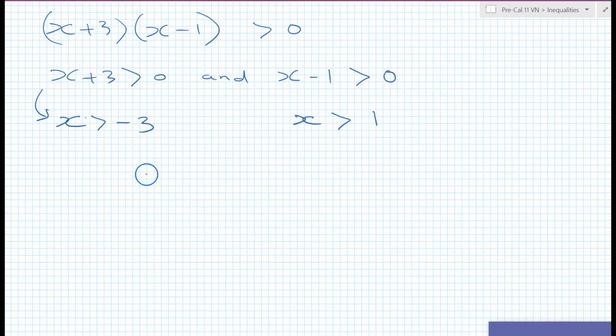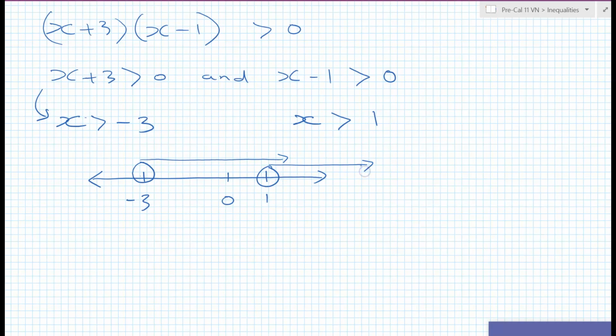Okay, now let's put that on a number line. That's the first solution, but let's put it on a number line. Let's suppose this is 1, we got 0 here, and I'm putting negative 3. I'm just eyeballing it right now. According to this, x greater than negative 3 is the first solution on this side, and then x has to be greater than 1. Now, which of the two solutions includes the other?